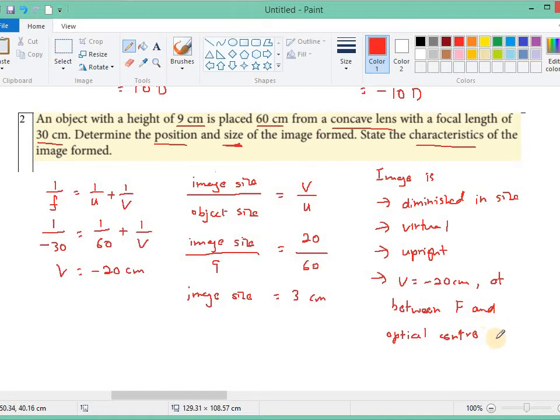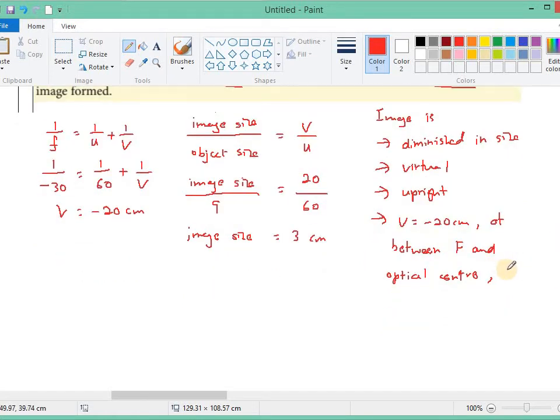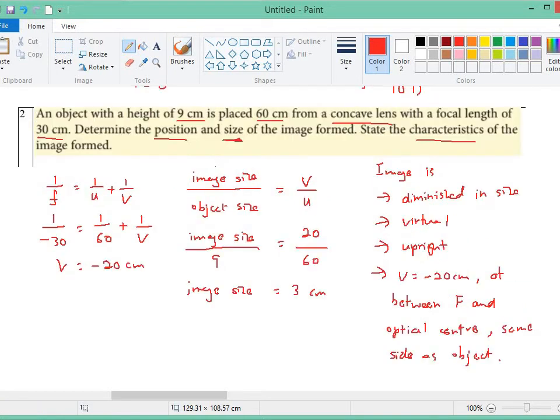Between F and optical center, same side as object. How we know that it's same side? Because all virtual images are on the same side as the object. So here we have all the answers that the question wants.